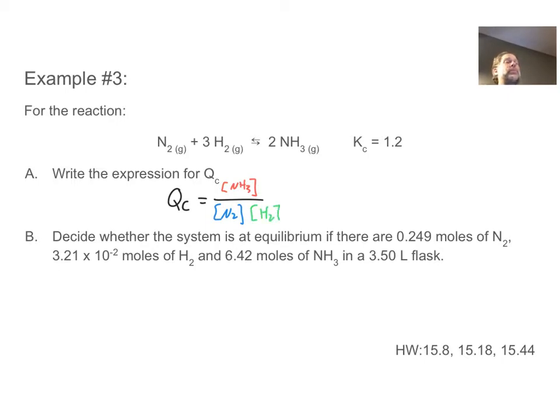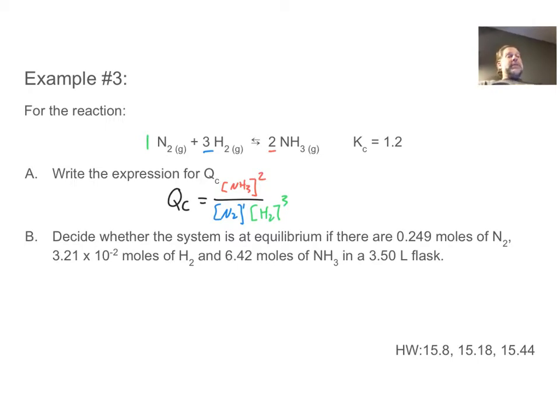Now, we have a balanced chemical equation, in which case we have a 1, we have a 3, and we have a 2. Those we are going to place as exponents, just like we did the last time. So I'm going to put an exponent of 2 next to the NH3, an exponent of 3 next to the H2, and I'm going to put an exponent of 1, which I don't need to, but I'm going to do it here for the sake of argument, next to the N2. So that's our expression for Qc.